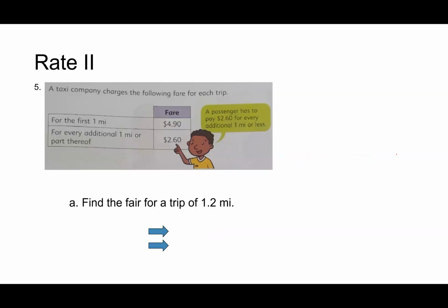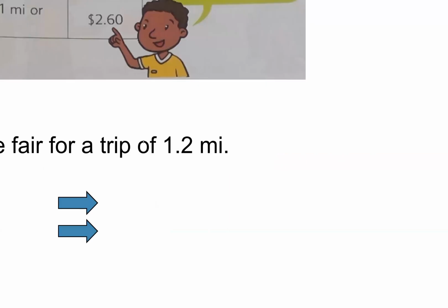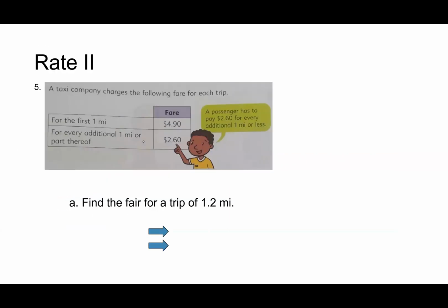A taxi, can you guys read this in your notes? A taxi company charges the following fare for each trip. For the first mile, they charge $4.90. For every additional 1 mile or what? What does it say? Part thereof. So that means if you go over that extra mile, then you have to pay for another mile. So that's going to cost another $2.60. All right, we want to find the fare for a trip of 1.2 miles.